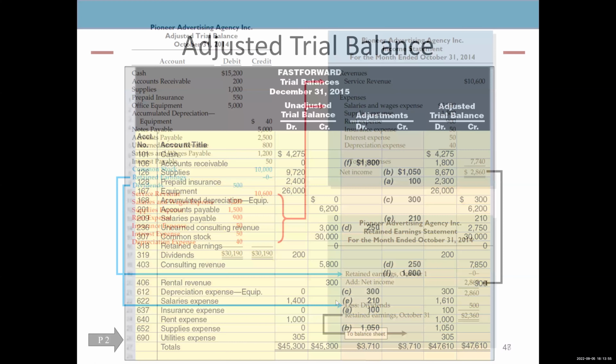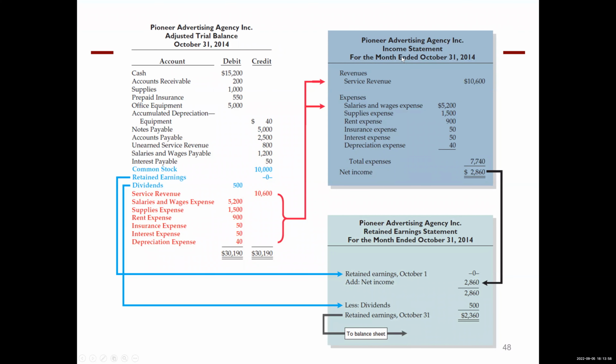How do we use the adjusted trial balance? Just like this. We start out with the income statement: revenues, expenses, and net income. What are our revenues? We have one, service revenue, 10,600. You put it in. Now we have to list our expenses. Here are all the expenses in our adjusted trial balance. List them here, add them up, total expenses. Revenues minus total expenses gives us net income of 2,860.